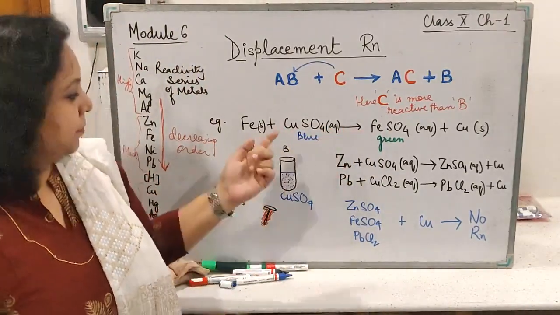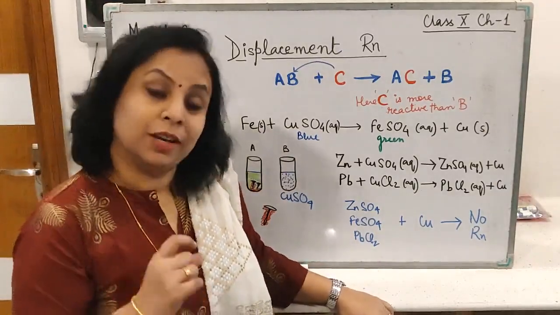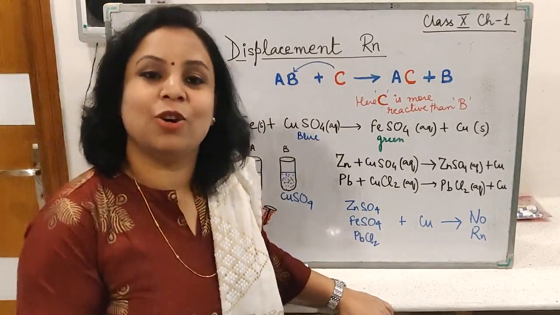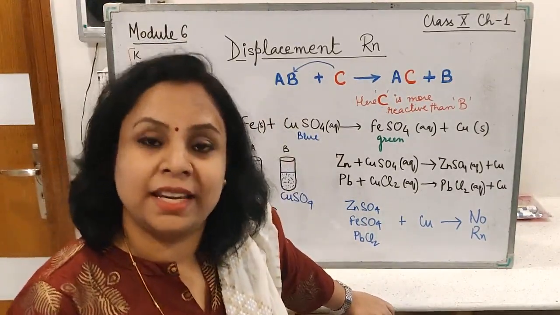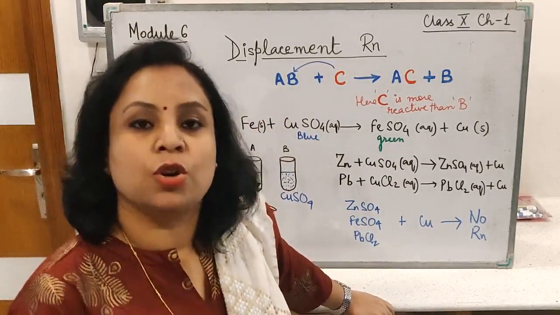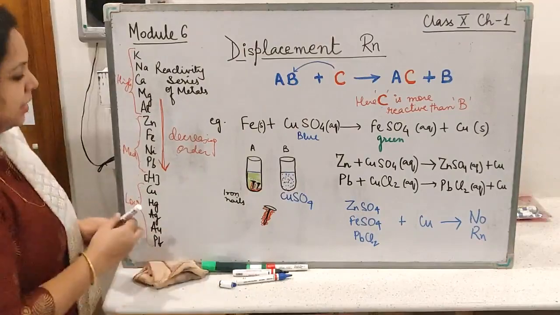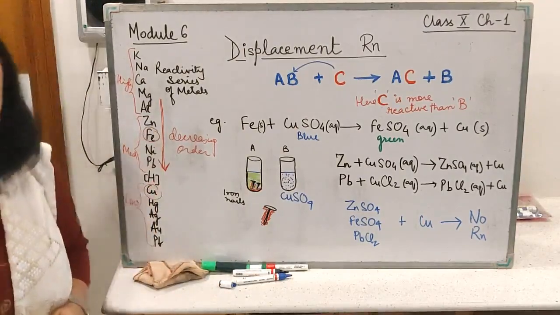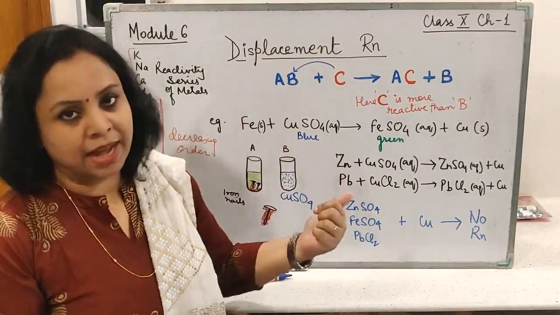Now children, if we try to do the same reaction the other way, if I make ferrous sulfate as the reactant and if I try to add copper, what is going to happen? Yes, you are right. There will not be any reaction, because copper is lower to iron in the reactivity series, and due to this reason it cannot displace iron.